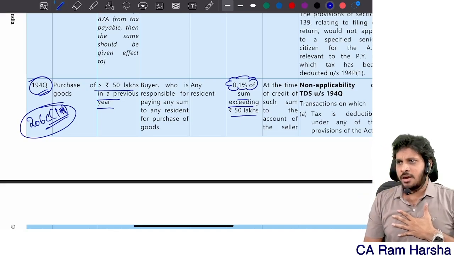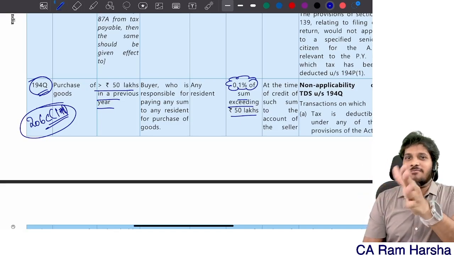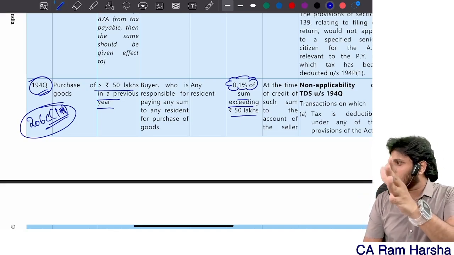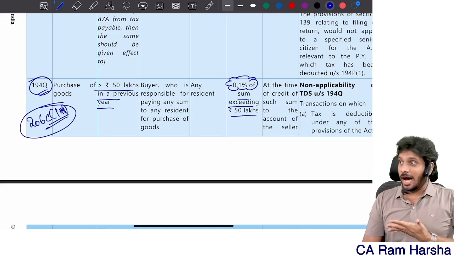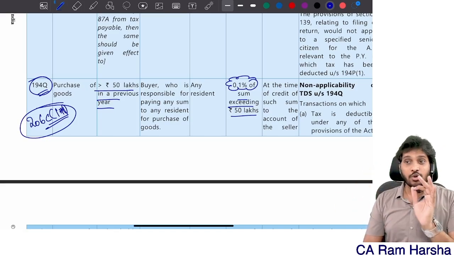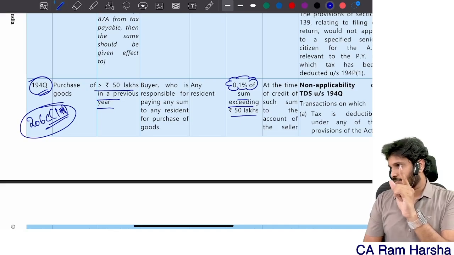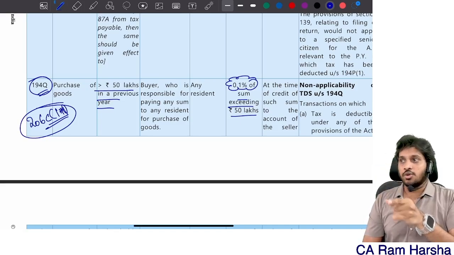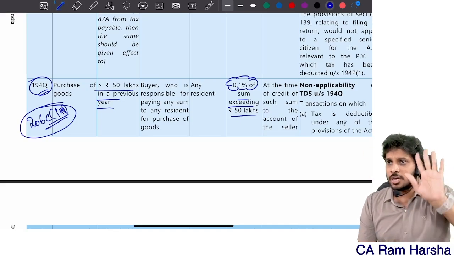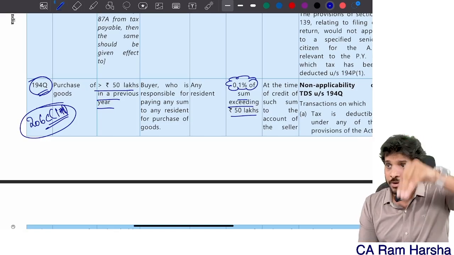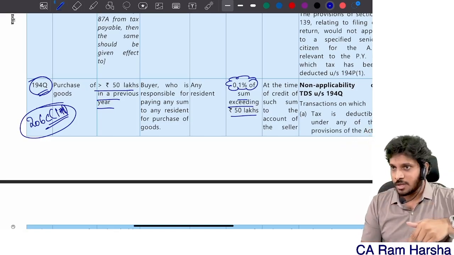You are paying me 70 lakh, but you don't have business turnover last year of more than 10 crore. But I am a seller. I have turnover of more than 10 crore. Then 206(1H) is applicable for me and I should apply. Suppose you told me, no, for me also 194Q is applicable. See, my turnover last year is more than 10 crore. So for me also 194Q is applicable. You told me.